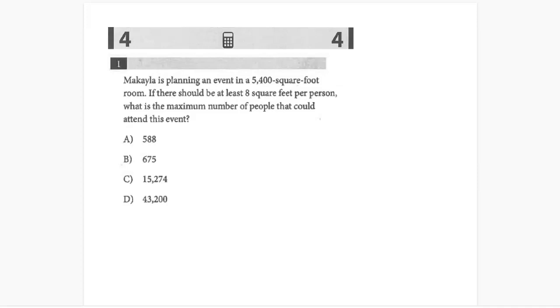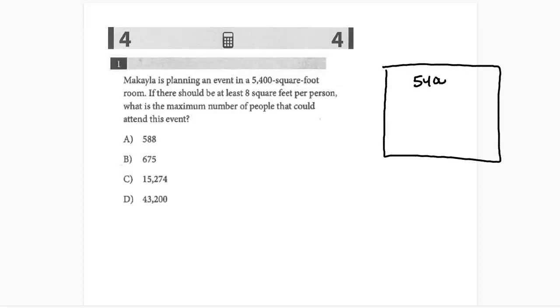All right, calculator section number 1. Michaela's planning an event in a 5,400 square foot room. If there should be at least 8 square feet per person, what is the maximum number of people? So some of you might be able to just see this, or you could kind of sketch it out. So I have a room with 5,400 square feet in there, and every person gets exactly 8.